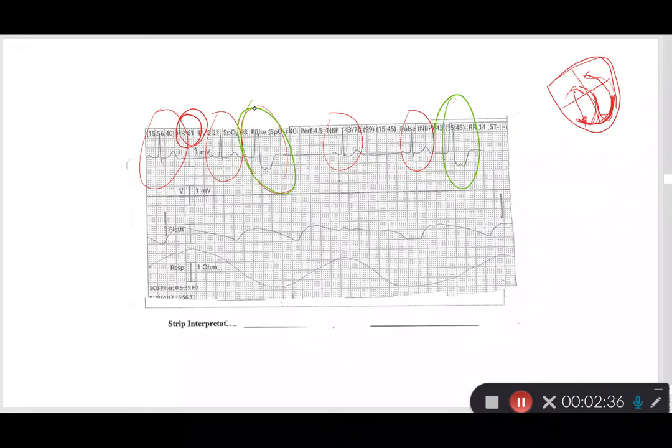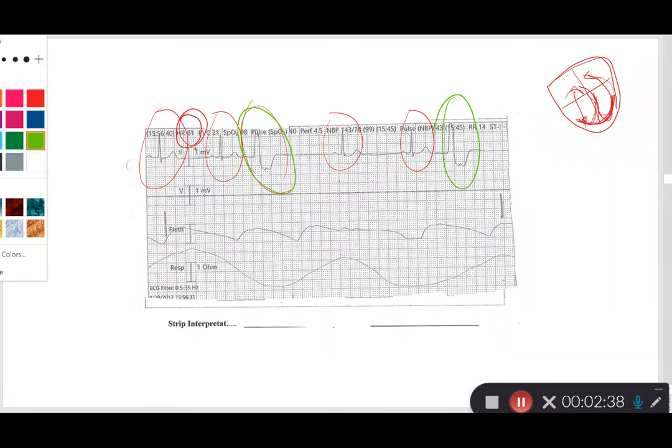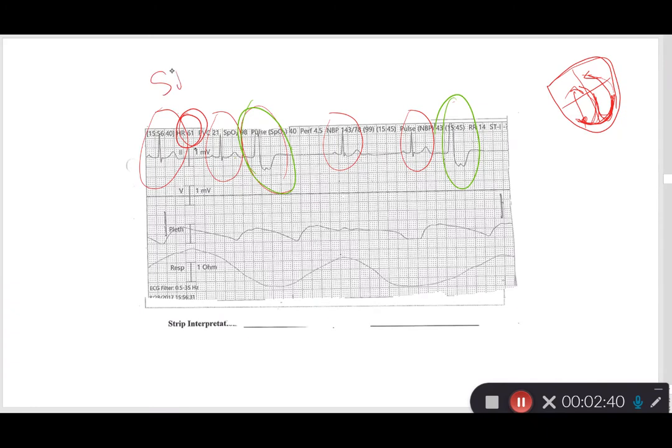So my underlying rhythm is sinus. So I have a sinus rhythm. It's not normal sinus. It's not completely normal because I do have something else going on there. I don't have any ST problems. My J point's right here on the isoelectric line, so I don't need to put any ST segment changes.